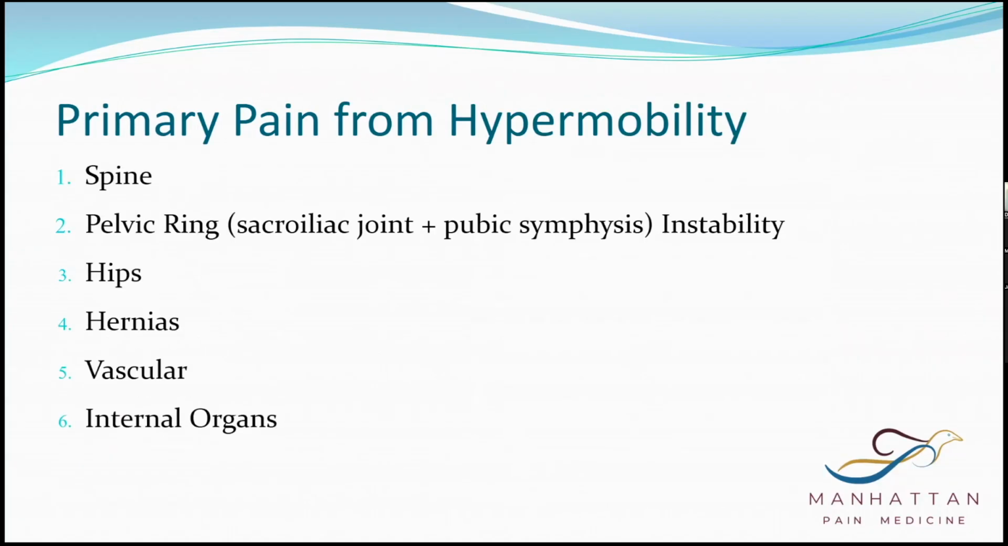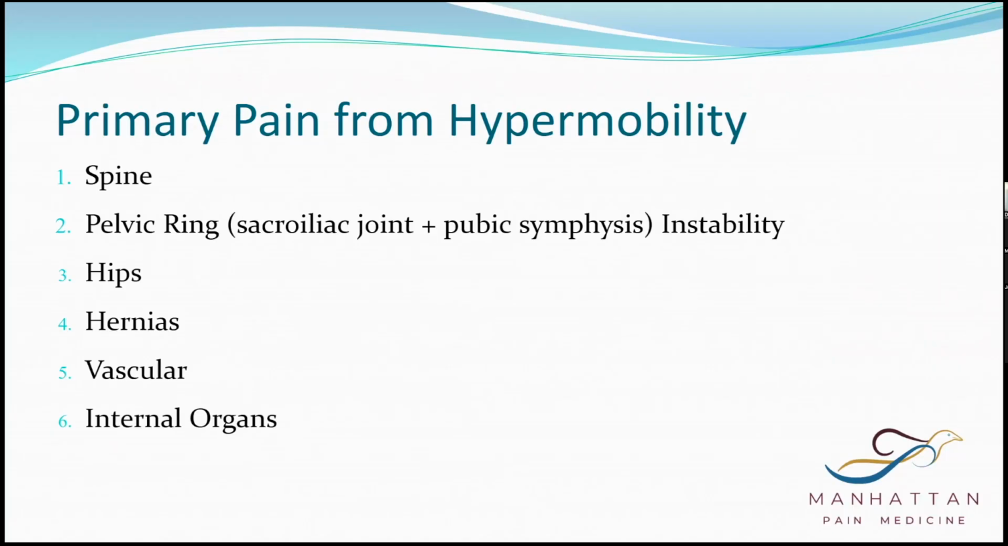When we think about the pains that can be caused by hypermobility, generally, these are the structures we're thinking about. So the spine, of course. Hypermobility in the spine can wear and tear the disc, the joints, the surrounding structures. Things like transitional vertebra are more frequently found in those with hypermobility, which can also be pain generators. The pelvic ring, which includes the two ilia and the sacrum, so we have the sacroiliac joint and the pubic symphysis as the points of contact.